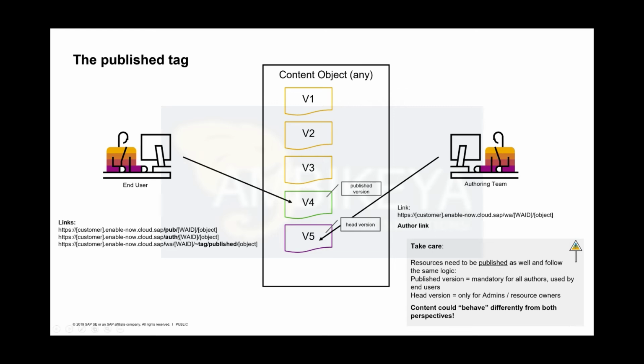And then the links that you use for that purpose are those three. The old world was this: instance name, for the common multi-tenant customers it would be customer.enable-now.cloud.sap, dot work area slash work area ID or work area name, and then slash tilde tag published. That was the old world.